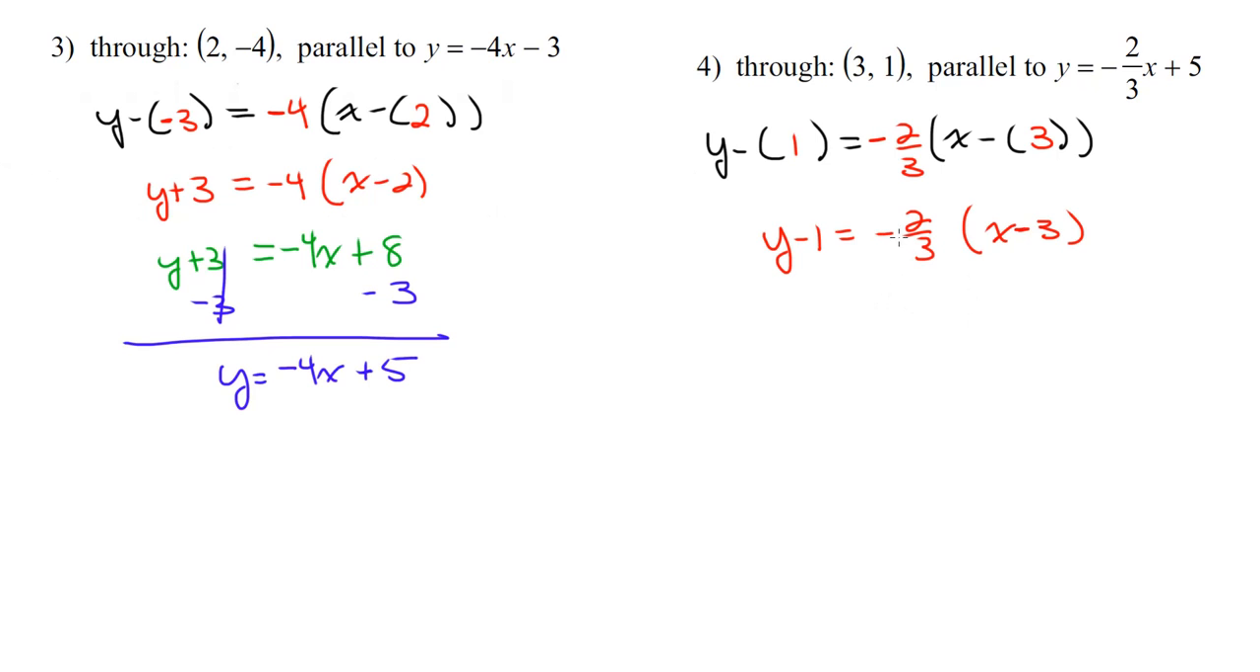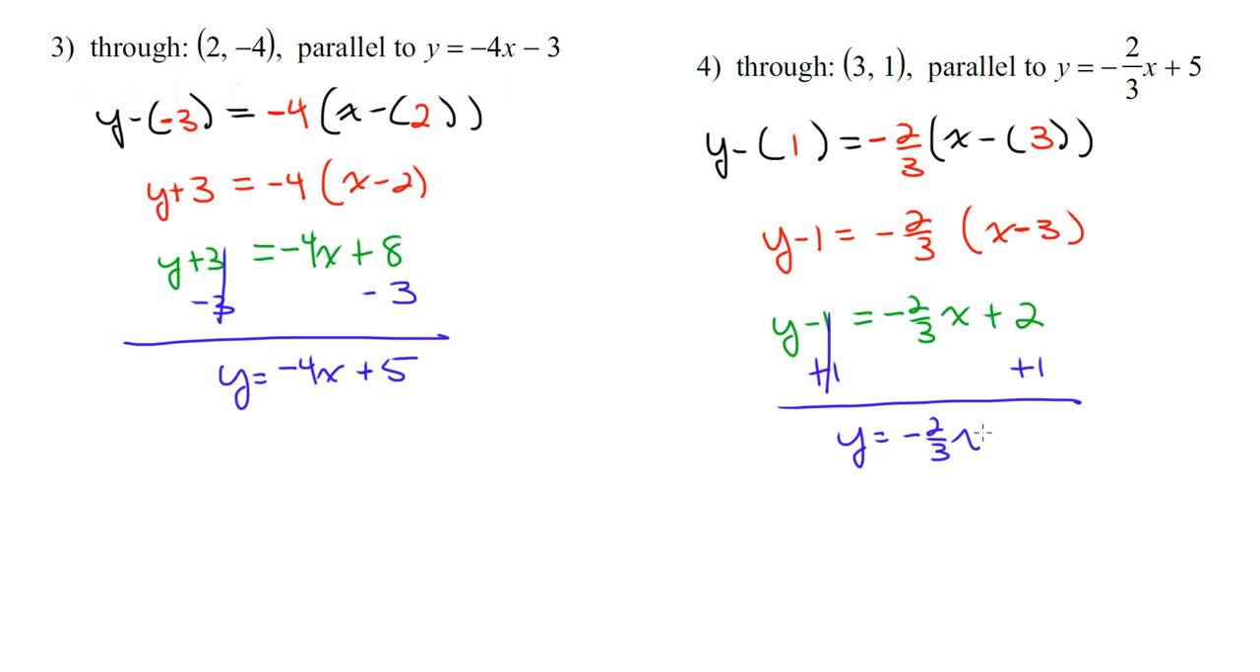We distribute. -2/3 times x is -2/3 x, and -2/3 times -3 is +2. Then we just need to add 1 to both sides. We get y = -2/3 x + 3.